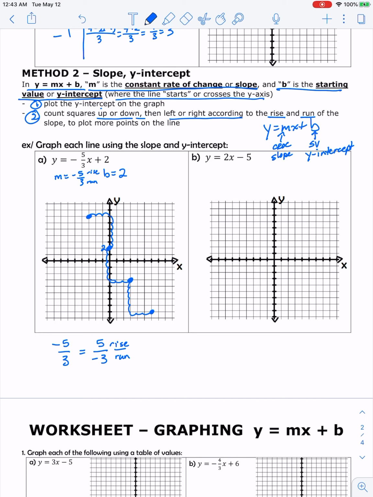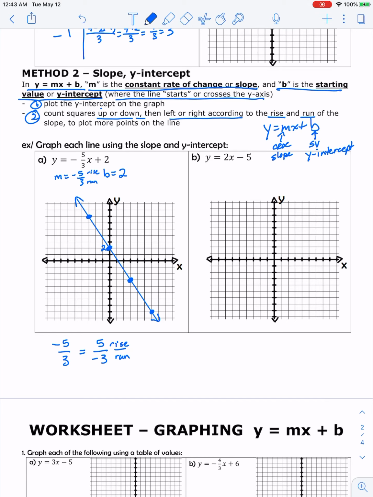Okay, don't draw the loop-de-loops, just count. So I'm going to erase all those loop-de-loops because I don't want them. I just want the points. Now we're going to draw a line through all those points, beyond those points. Perfect. Okay, there we are. You just keep doing the slope over and over and over again. All right, let's take a look at the next one.